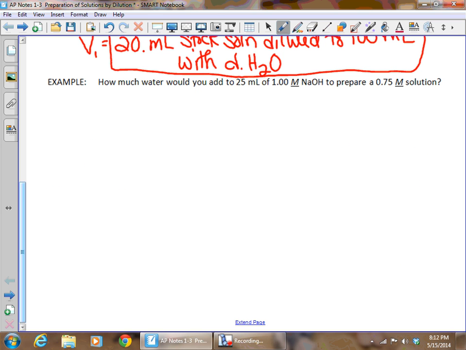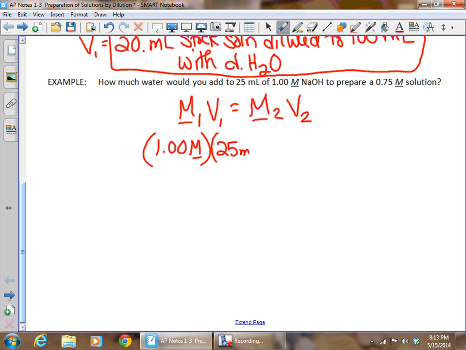Now the last example, just be very careful that you pay attention to what it's asking for. This time it's asking how much water you would add to 25 milliliters of 1 molar sodium hydroxide to prepare a 0.75 molar solution. So we're diluting the solution again. We're not reacting anything. We're just making a weaker solution, a more dilute solution. So I'm going to be able to use my M1V1 equals M2V2 equation again. Our stock solution is going to be our 1 molar sodium hydroxide. Again, it doesn't really matter which side it's on, but that's our molarity, and we're going to use 25 milliliters of it.